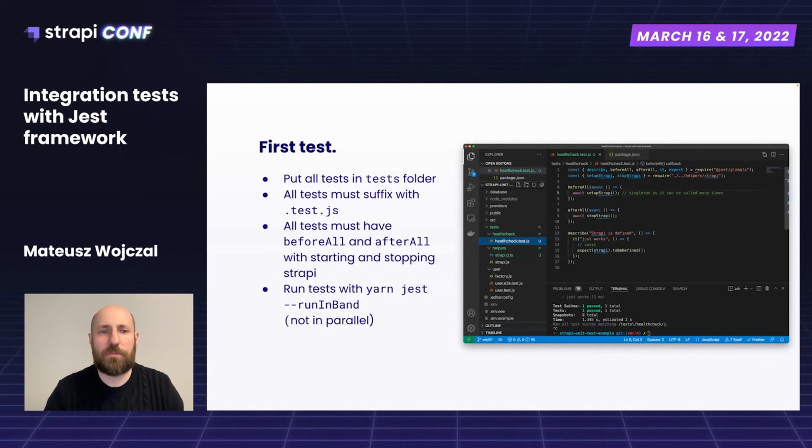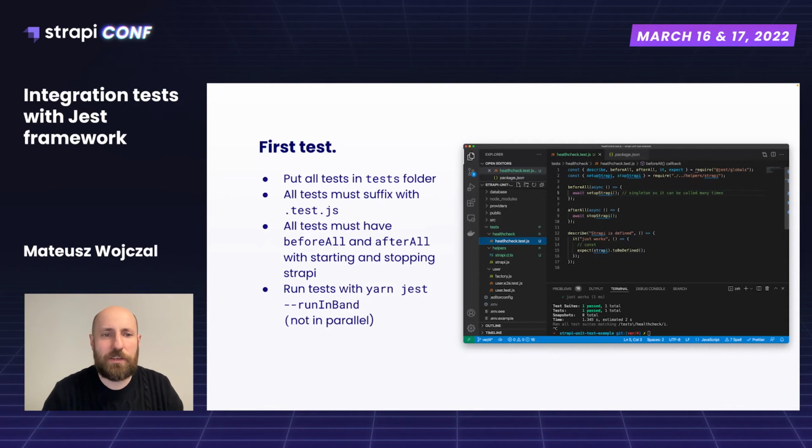So how do we write tests? My proposition is that we create a test folder and put the tests there. The other approach is that we can put the test as a file with the suffix .test.js next to the controllers. It's up to you, this is an opinionated approach. Whatever approach you use, you have to create tests in files with the suffix test.js. All the tests must have before and after all that will start and stop Strapi.